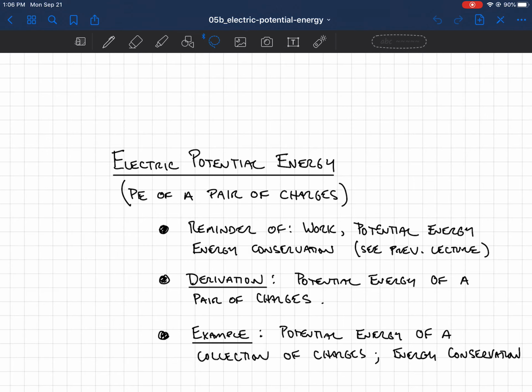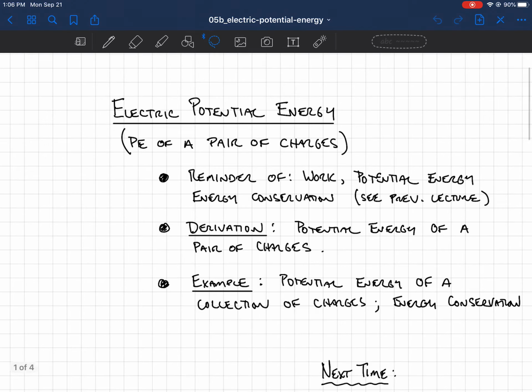At the beginning of this video, I'll give a very short reminder of some of those topics, particularly how we calculate work and the different ways that we can calculate work. And then I'll do a derivation of the potential energy associated to a pair of charges, meaning the potential energy that comes from the Coulomb force acting on one of those charges. And finally, we'll do an example where we use that potential energy function and also apply it to energy conservation.